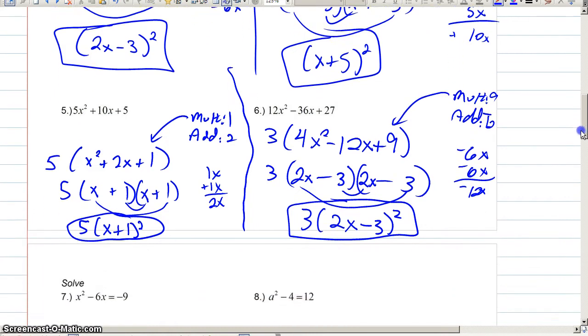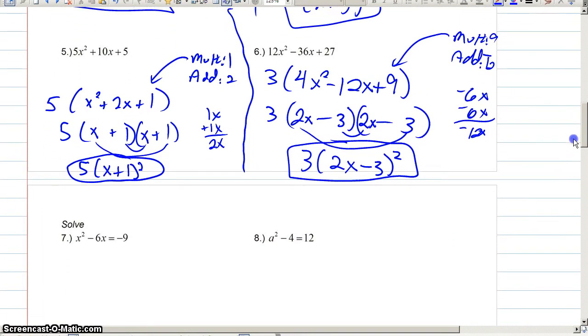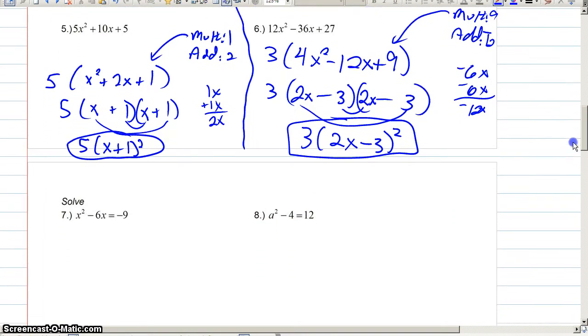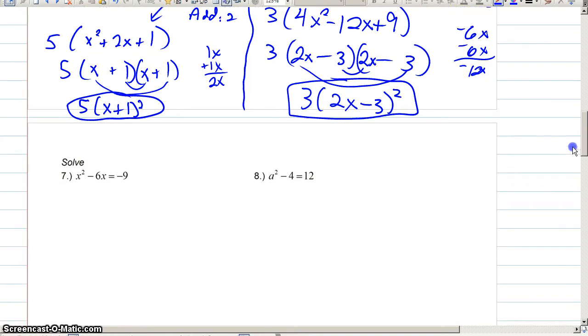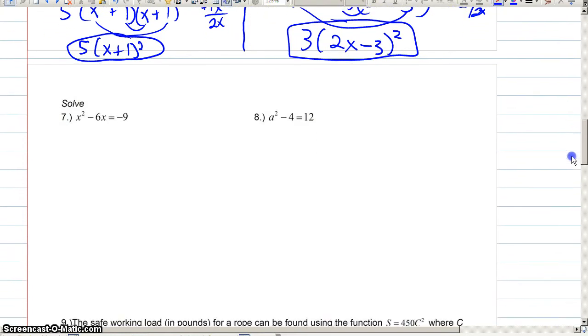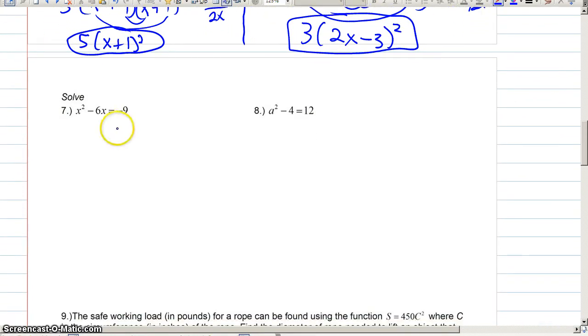So much of today's work is actually very similar to what we were doing before. Let's real quickly take a look at number 7. Solving. Tell you what, get 0 on one side, so add a 9 to both sides. You'll have x squared minus 6x plus 9 equals 0. Always, always, always get 0 on one side.